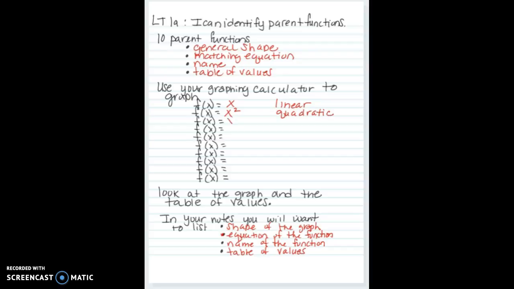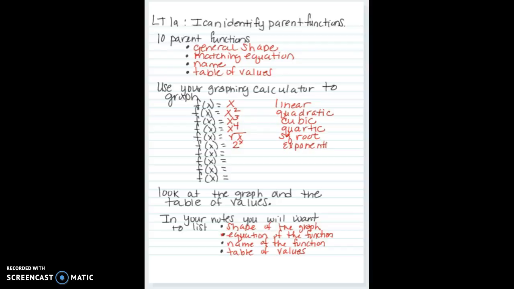We have f of x equals x cubed, which is called a cubic function. F of x equals x to the fourth, which is called a quartic function. F of x equals the square root of x. That would be our square root function. F of x equals 2 raised to the power of x. That's called an exponential function.